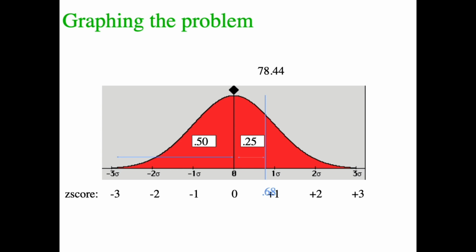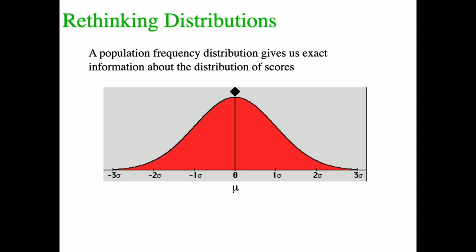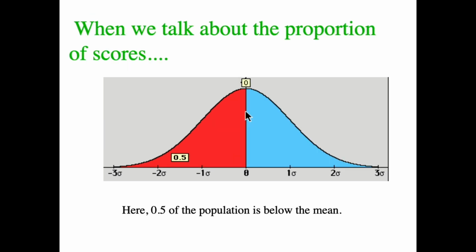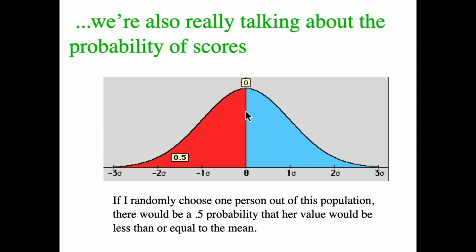Now it's time to move to the third part of this lecture. And what I want you to do as we start to think about probability is just to think a little bit about these distributions I've been showing you. If you really look at it and you think about it, a population frequency distribution actually gives us exact information about a distribution of scores. And when I talk about the proportion of scores and say 0.5 is below the mean and 0.5 is above the mean, that would mean then that I can turn this into a probability estimate. I can go ahead and figure out what the chances of picking somebody out of this population would be that they were above the mean or below the mean.